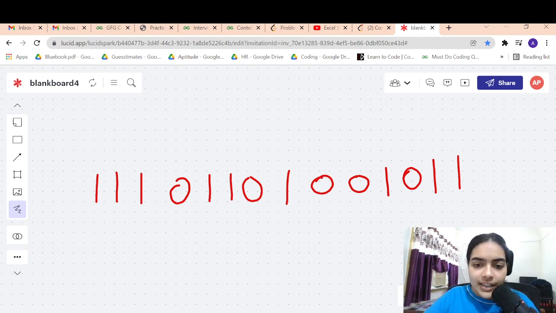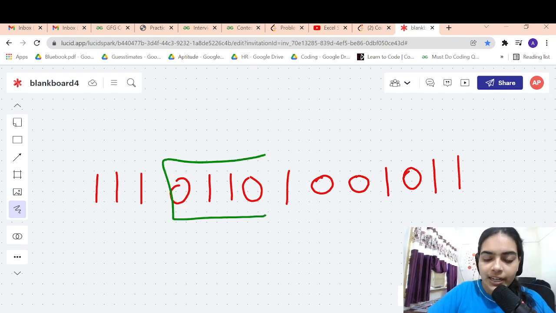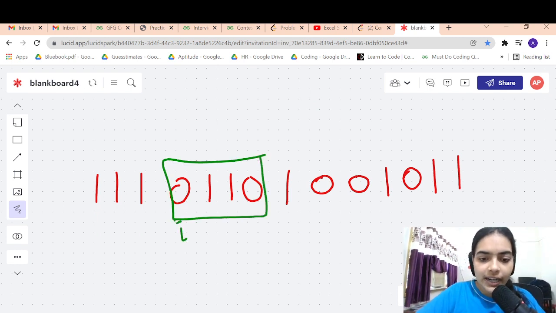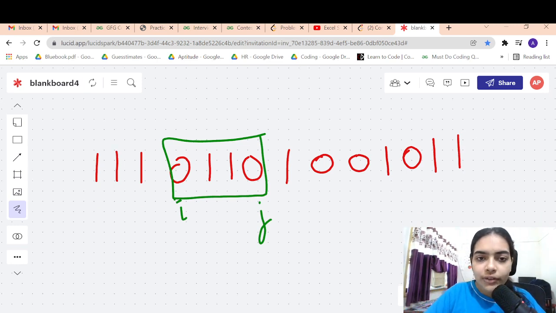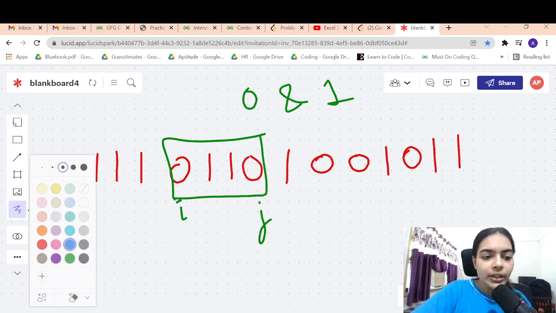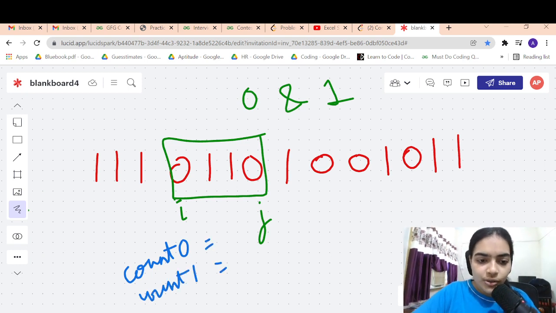Now in any subarray, whenever you have listed down a subarray, what will you do after listing a subarray? Let's say this is one subarray, this is the starting i, this is the ending j. Now in this you have to see if you have equal number of zeros and ones or not. So the way to do that is, let's think in the brute force way. We'll keep a count of 0 and we'll keep a count of 1. So I listed down a subarray, now I will count my 0 and 1.